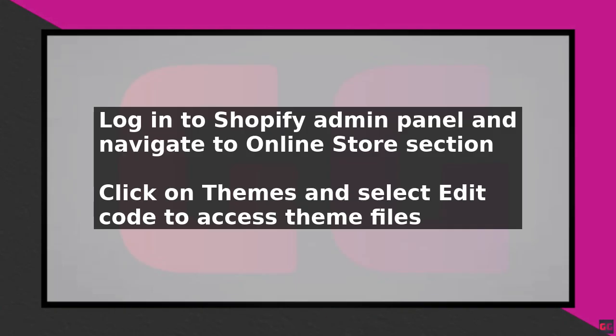Click on the Add a New Asset button and select your favicon image from your computer. Name the image favicon and click Upload Asset. After uploading your favicon image, you need to add it to your theme's layout.